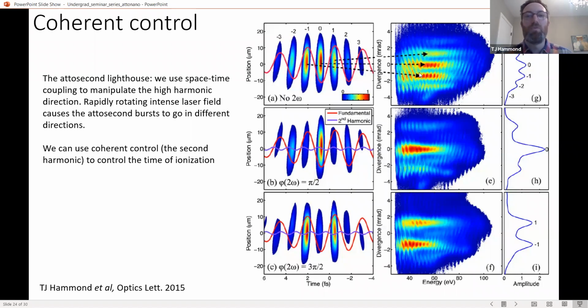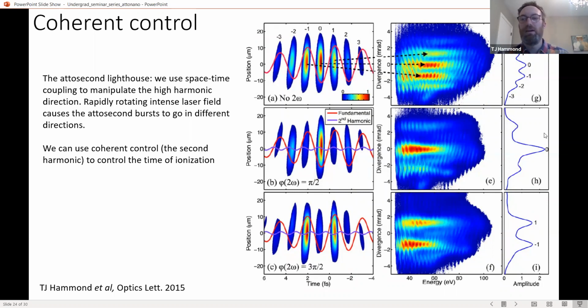We'd like to make them more isolated, and so we can use what's called coherent control, where we take the second harmonic of the pulse and we overlap it with that field, and we can see that as we delay that second harmonic, then these pulses here are stronger, and we suppress this pulse here and this pulse here. Or we change the phase of the second harmonic relative to the fundamental, and we create the other pulses. So now this pulse is stronger, and this pulse is stronger. This is called coherent control.